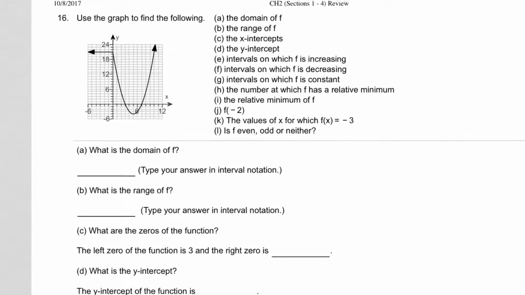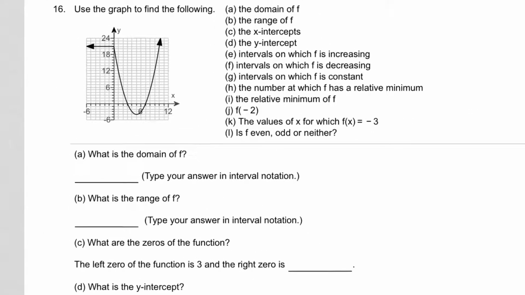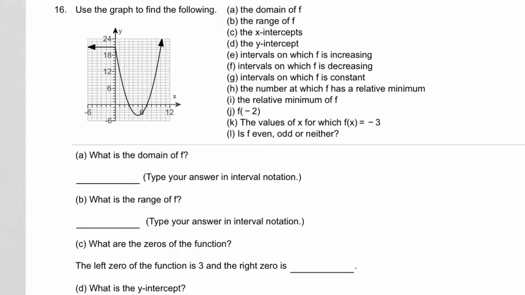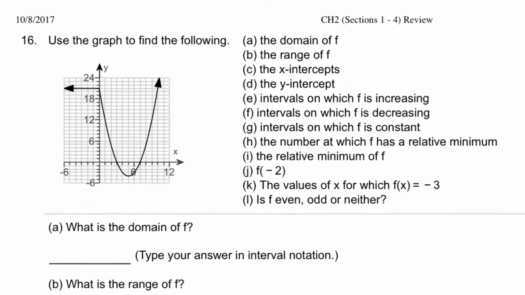Okay, number 16 has a bunch of questions here. It's got domain, range, intercepts, increasing, decreasing, constant, minimum, and even, odd, or neither. So let's take a look. So first one is domain, and I think I'm just gonna answer them here.